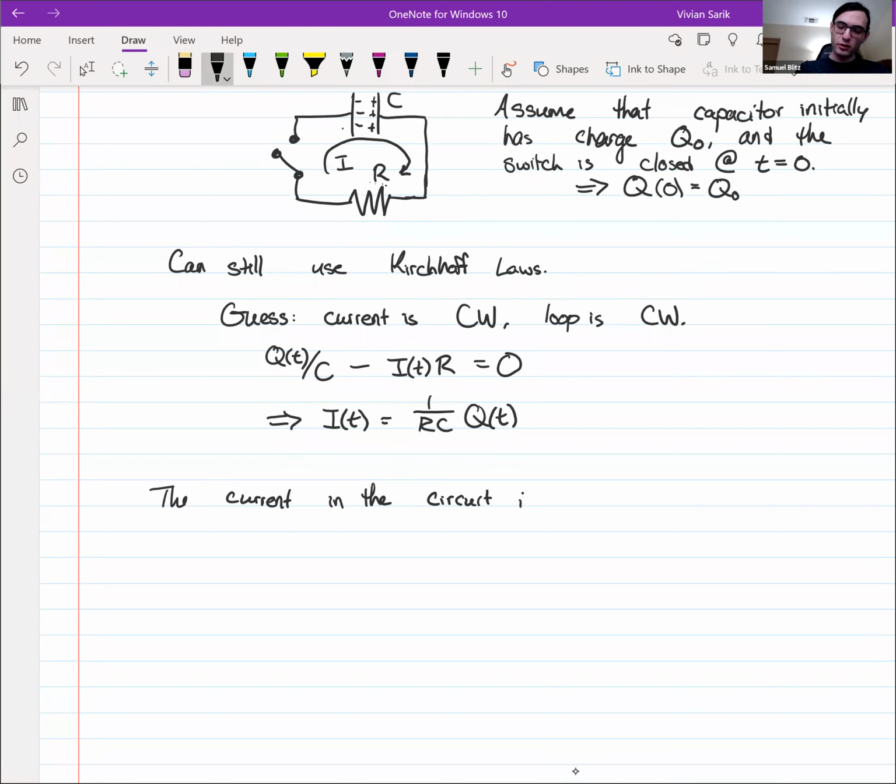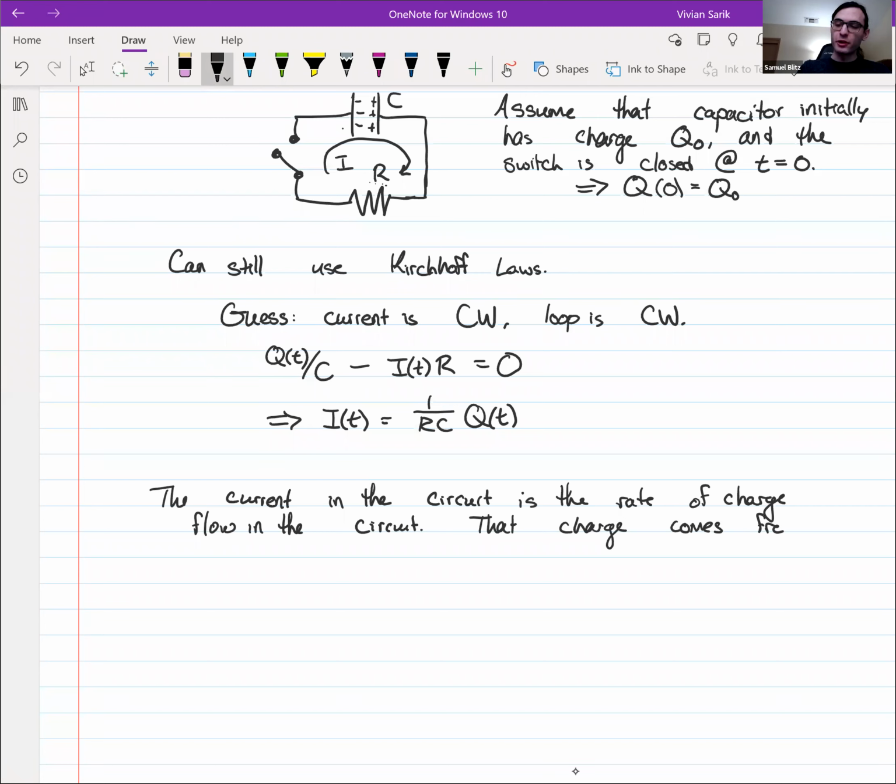It is the rate of charge flow. That's all current is, right? It's dq/dt, but not explicit, not like a little q. It's the rate of charge flow in the circuit. In this particular circuit, that charge comes from somewhere, and it comes from the capacitor.